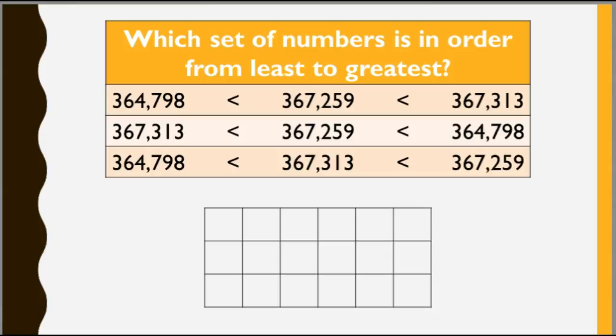Okay, so this was actually one of the problems that a lot of you were getting wrong in the online school. So the question says, which set of numbers is in order from least to greatest? So we want them to be from the smallest to the biggest, or least to greatest. So we got to figure out which one of these is right.